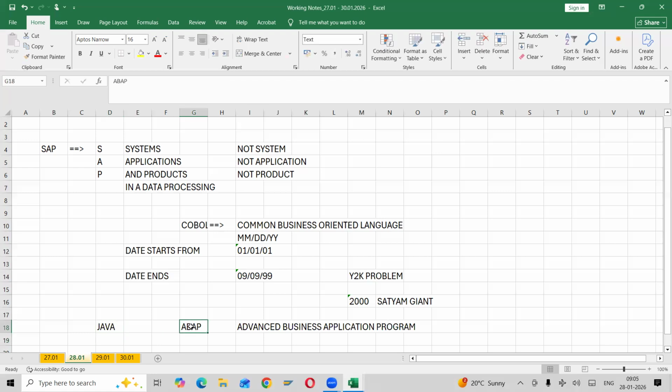Clear? So ABAP is used only for SAP. SAP has dedicatedly designed its own programming language called ABAP, which stands for Advanced Business Application Programming. In the backend, the basic coding will be written in Java. An ABAP consultant is required to have knowledge of ABAP coding, not Java, but they should have some knowledge of Java.